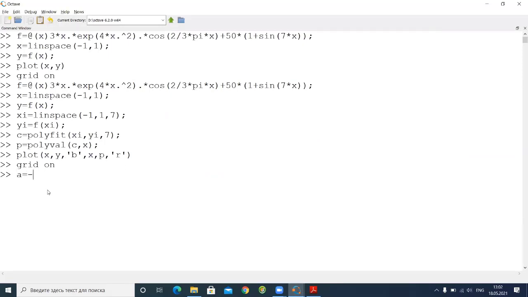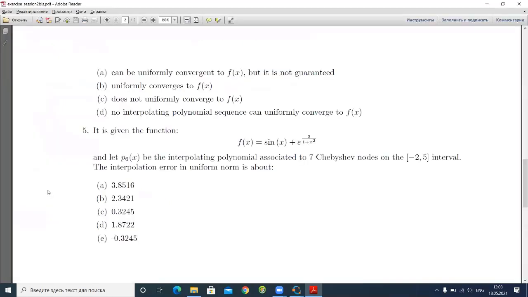So here a is minus two and b is five. Then the f function is, at x, sine x plus exponent x, dot division, 1 plus x square. And then we find this in linspace, between minus two and five. Here we evaluate the function. And you can see n is degree six, the P6 interpolating polynomial associated to seven Chebyshev nodes. So you know Chebyshev nodes.